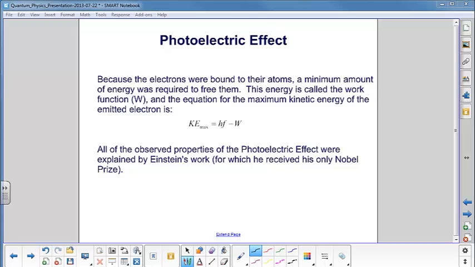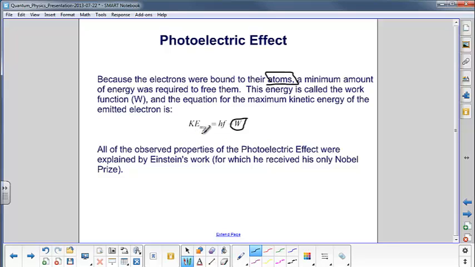One more part to this equation. Because the electrons were bound to their atoms, and again in metals it's a very loose bond, they're actually flowing around through all the different nuclei, but there still is a bind there. The electrons are not free to leave the metal. So you needed a minimum amount of energy to free them. That's called the work function. This is going to be measured in joules. And once you get to that energy, then you can kick the electrons out.